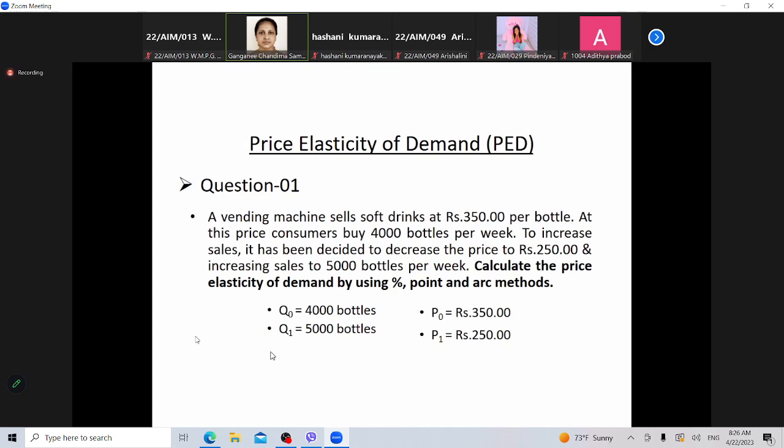Time is over. Finished calculation? The percentage method, please do first. Not any answer yet. Now what happened? Previous quantity is given, later quantity is given, previous price is given, the next price reduction is given. Okay, so you have to write the equation first and get the answer. Anybody didn't get the answer yet?